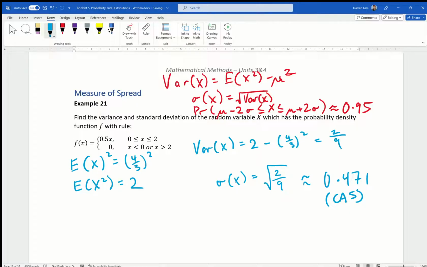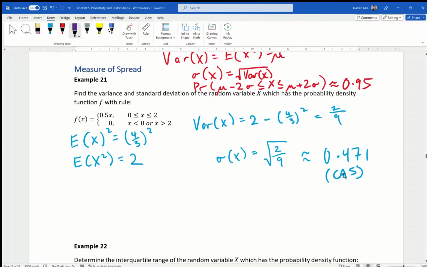A quick note, something you might be considering right now is, well, if we're doing the square root of 2 over 9, isn't it plus or minus 0.471? Something to note that I'd like you to write down as well. The variance cannot be less than 0. It can be 0, it can be positive, but cannot be less than 0. In the same vein, the standard deviation also must be positive or 0.